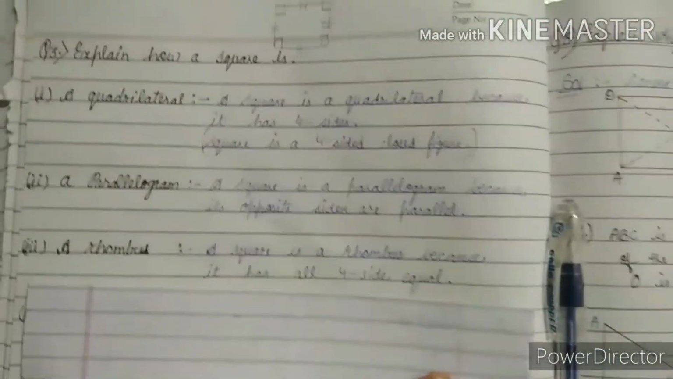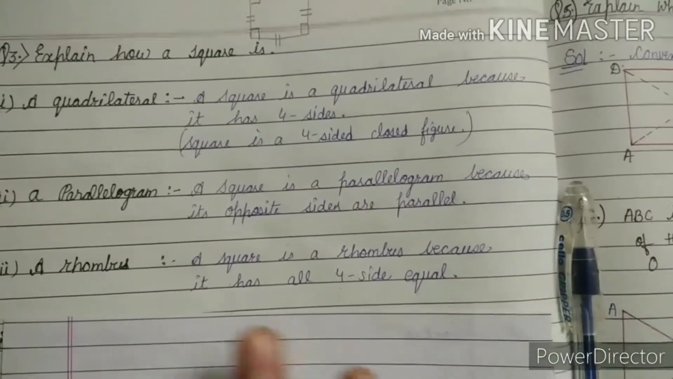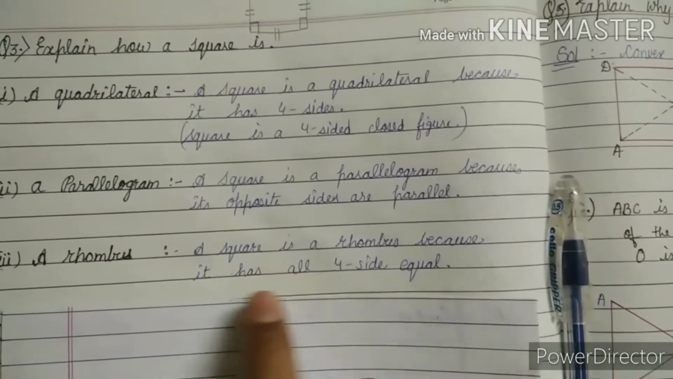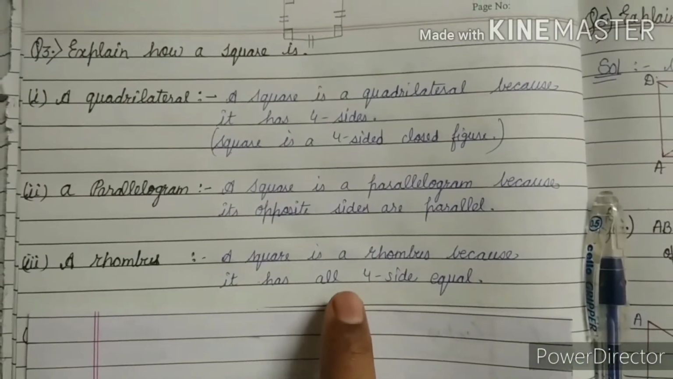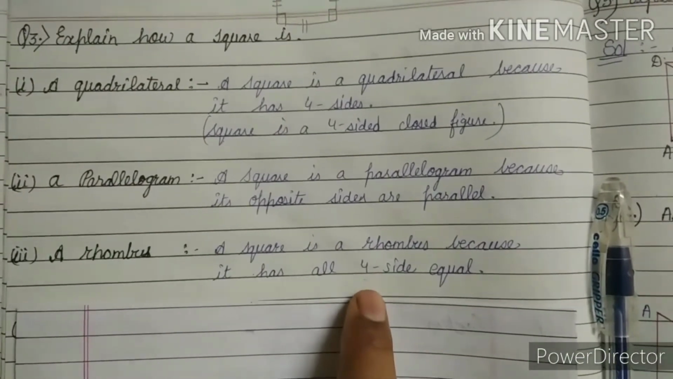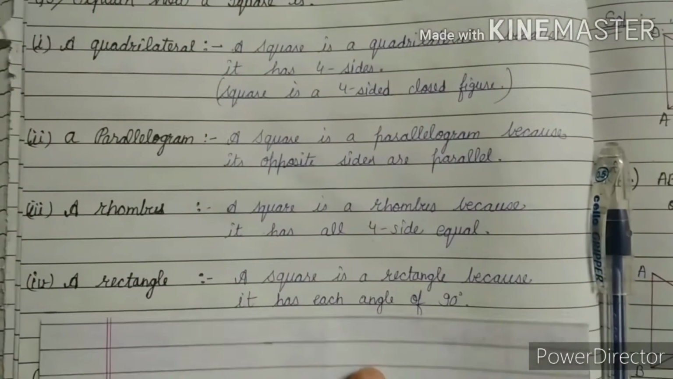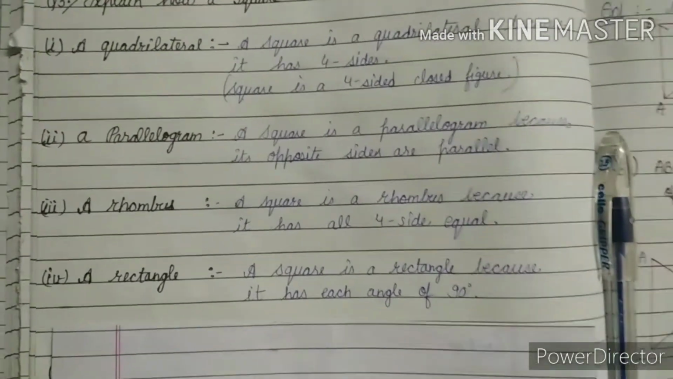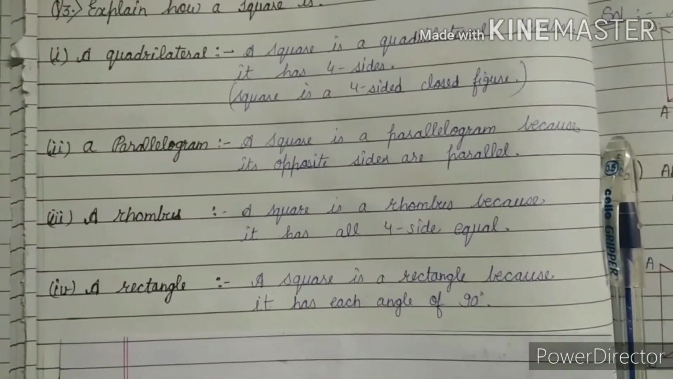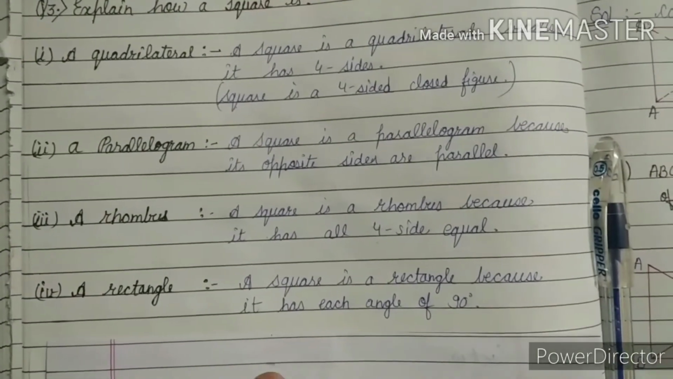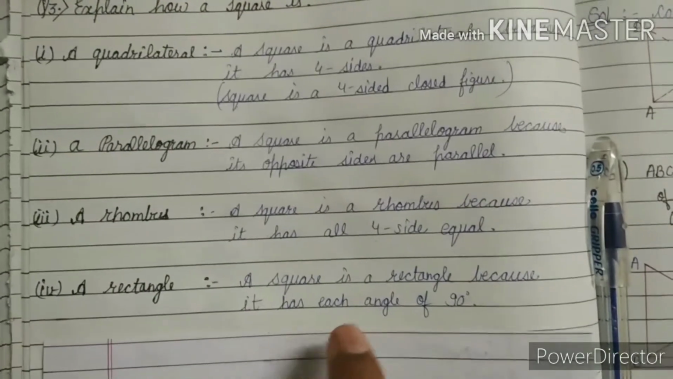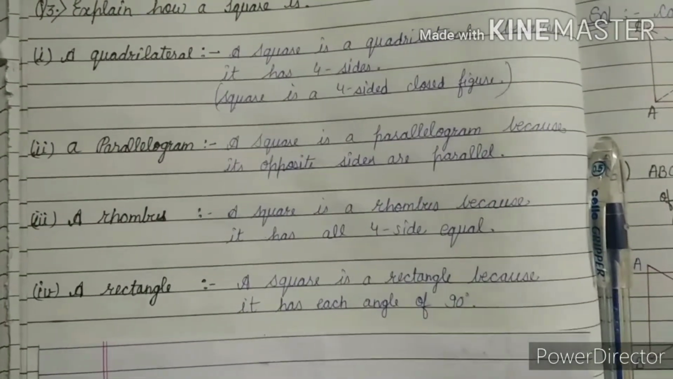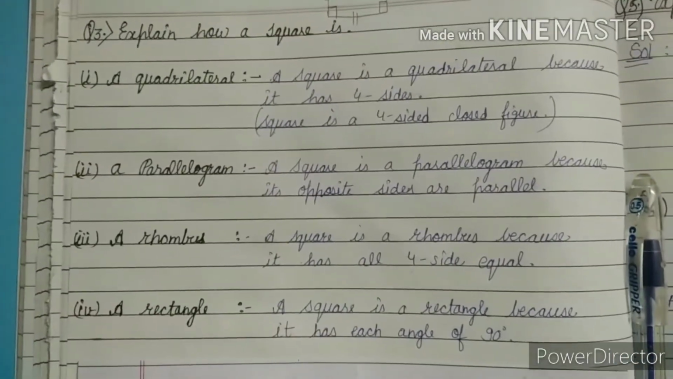Third is a rhombus. A square is a rhombus because it has all four sides equal, because in the rhombus we also have all four sides equal. And the last is rectangle. A rectangle has the property that each angle is 90 degrees, and a square also has it. That's why a square is a rectangle, because each angle is 90 degrees. So here we completed question number 3.